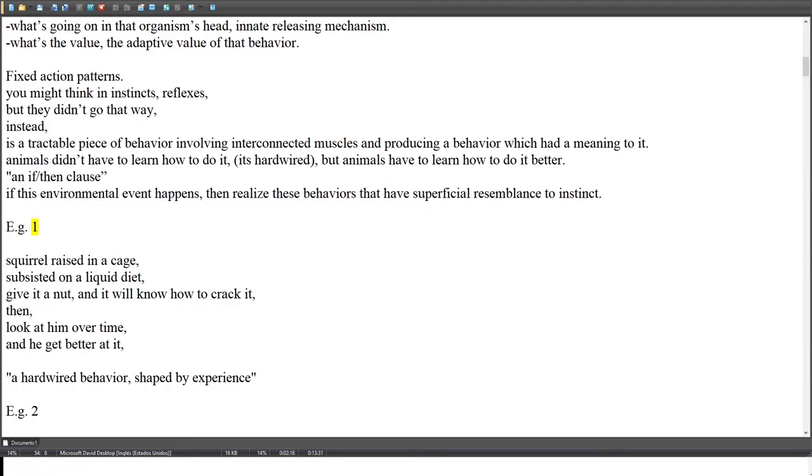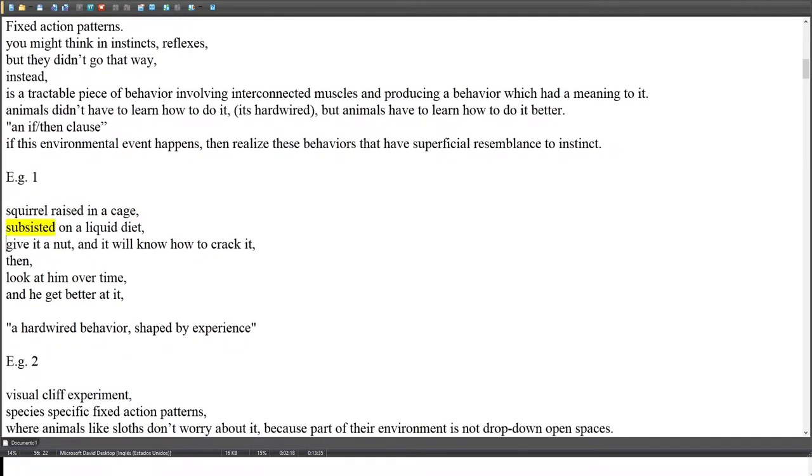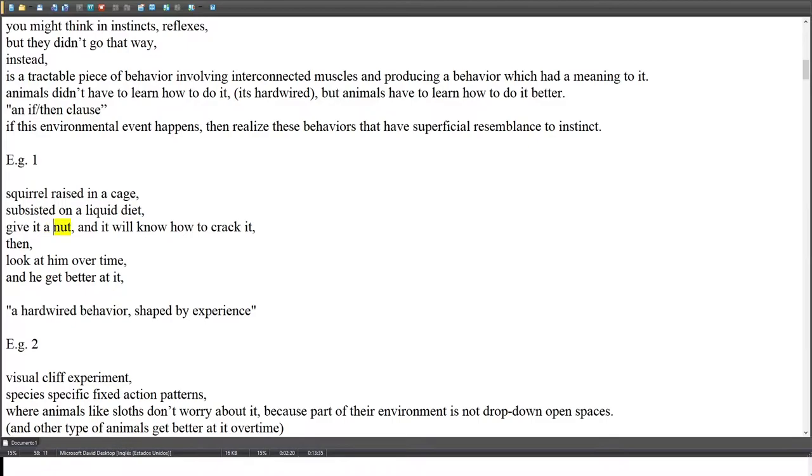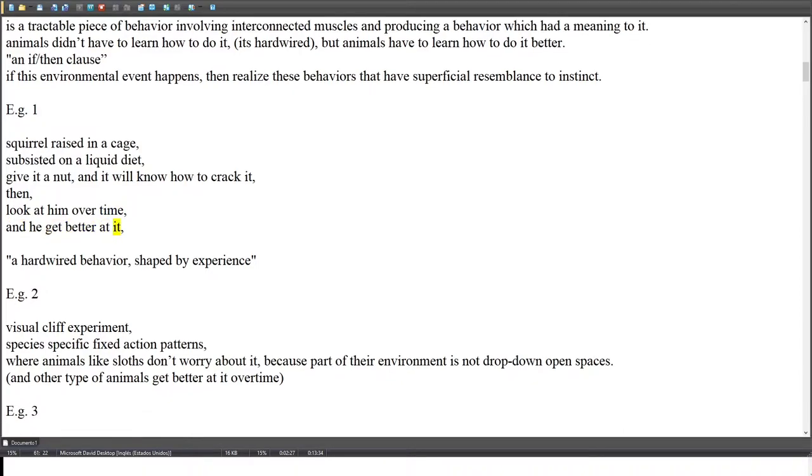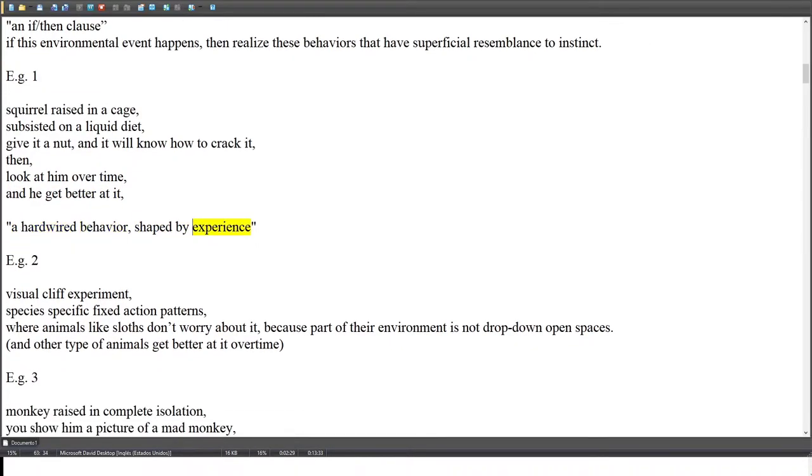Example 1: a squirrel raised in a cage, subsisting on a liquid diet. Give it a nut, and it will know how to crack it. Then look at it over time, and it gets better at it. A hardwired behavior, shaped by experience.